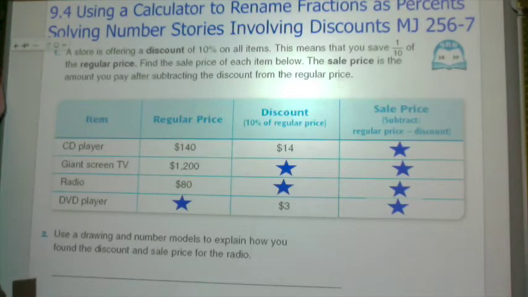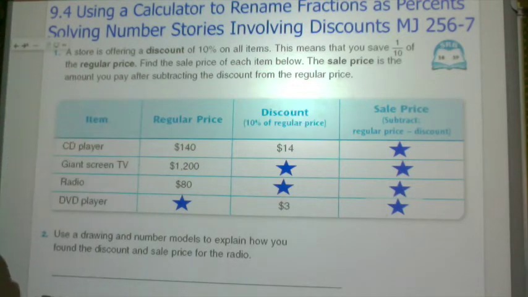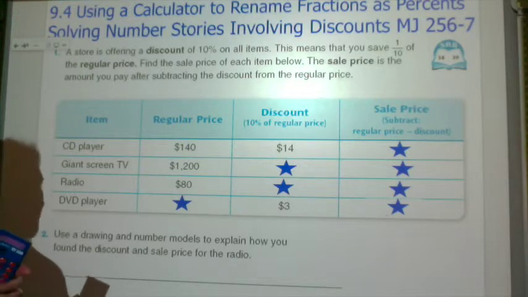All right, so I'm on 256. I'm going to do most of these with you just because they're a little bit tricky. We have not done these as a class. The store is offering a discount of 10% on all items. 10%. You just take off that zero, move the decimal place over. This means that you're going to save 1/10 of the regular price. Find the sale price of each item below. The sale price is the amount you pay after subtracting the discount from the regular price.